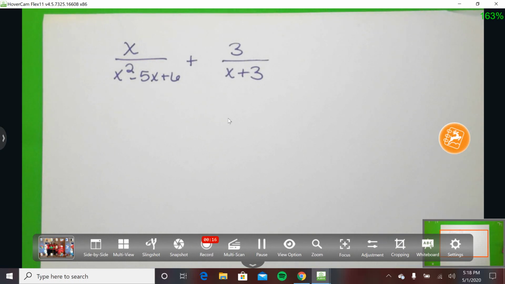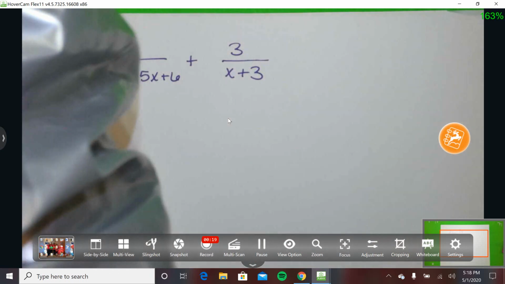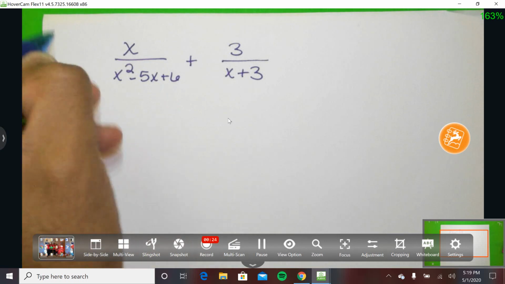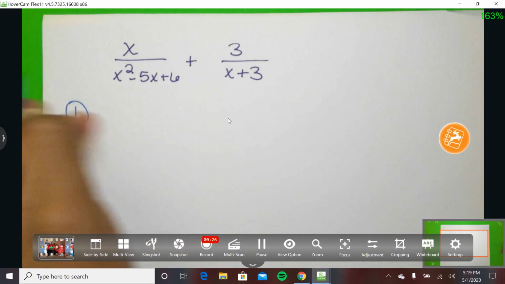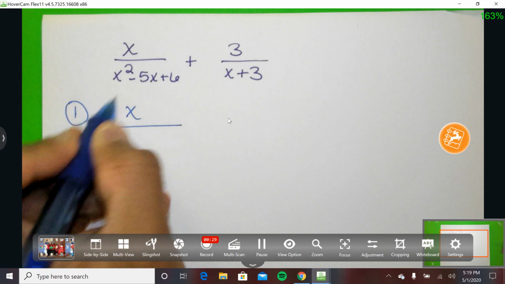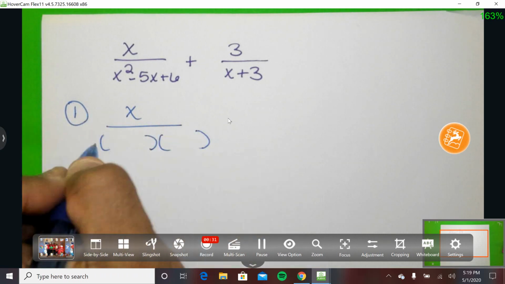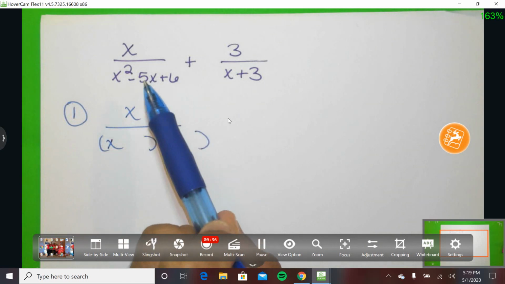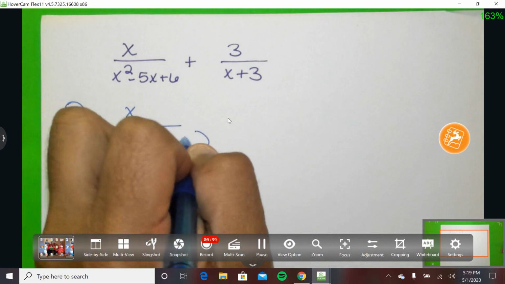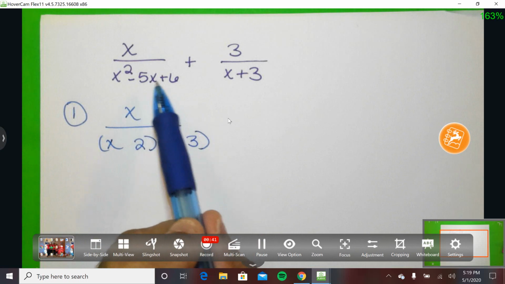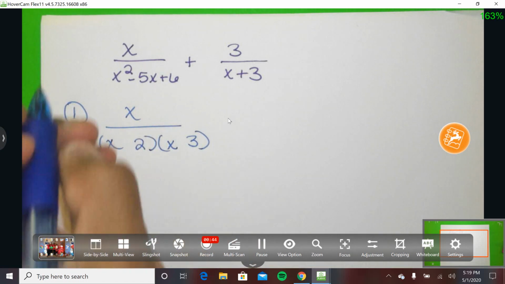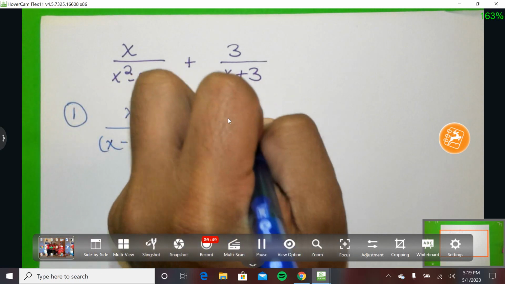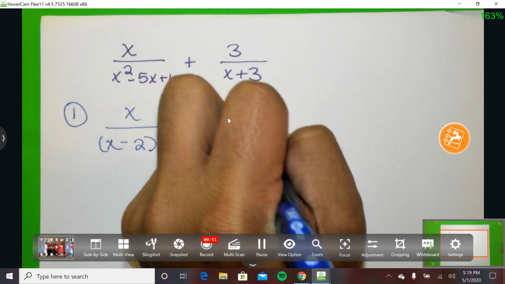So your first step with this one is to factor out this trinomial right here. That's the one that you want to factor. So for step 1, I would have x over, and that trinomial factors into x and x, and then two numbers that multiply to get 6 but add up to 5 are 2 and 3. Then of course you want to take care of your signs, and you want a negative 5, and that happens with both of them being negatives. Everything else remains the same, so plus 3 over x plus 3.